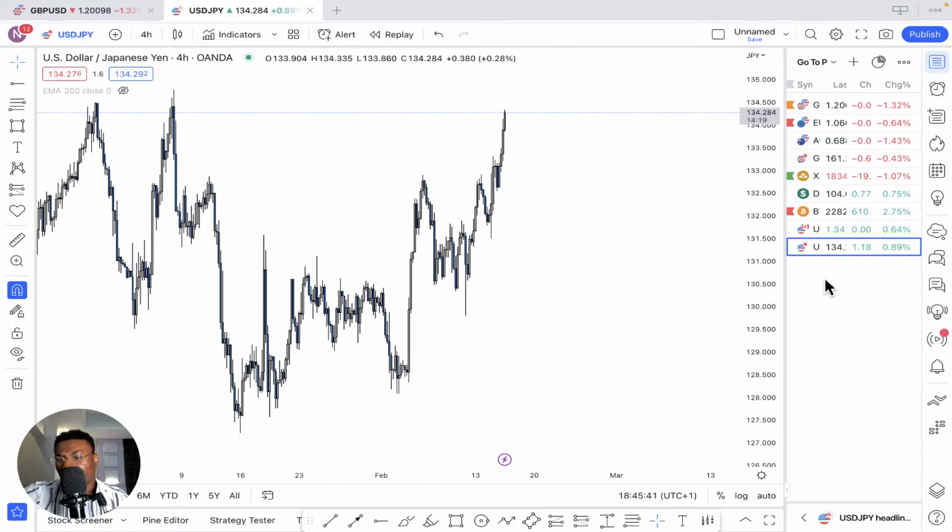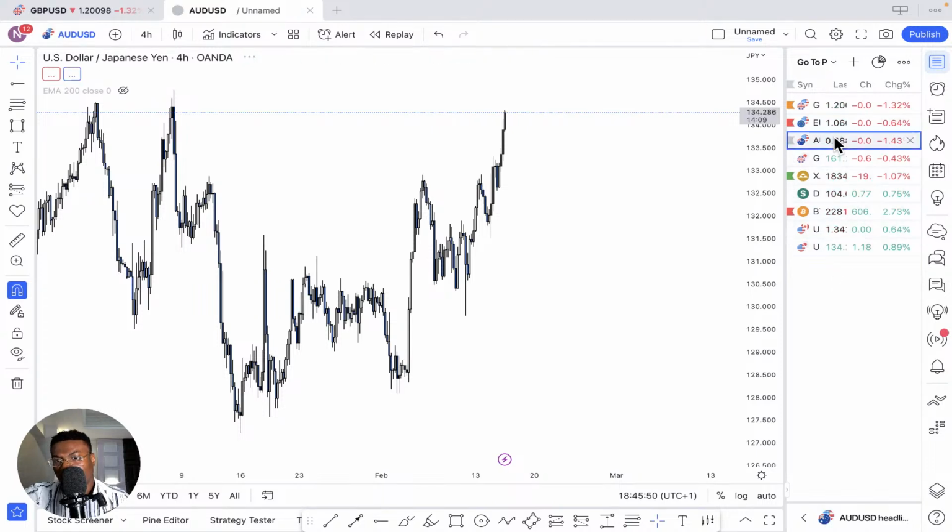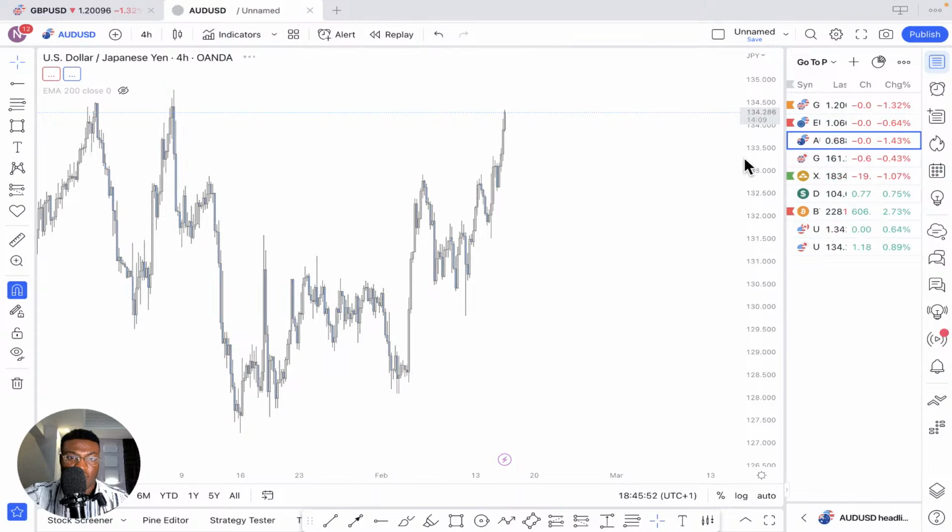On the AUD USD, the kind of bullish momentum that we would be expecting to buy might give us a low risk reward considering the first TP. Let's look at AUD USD.